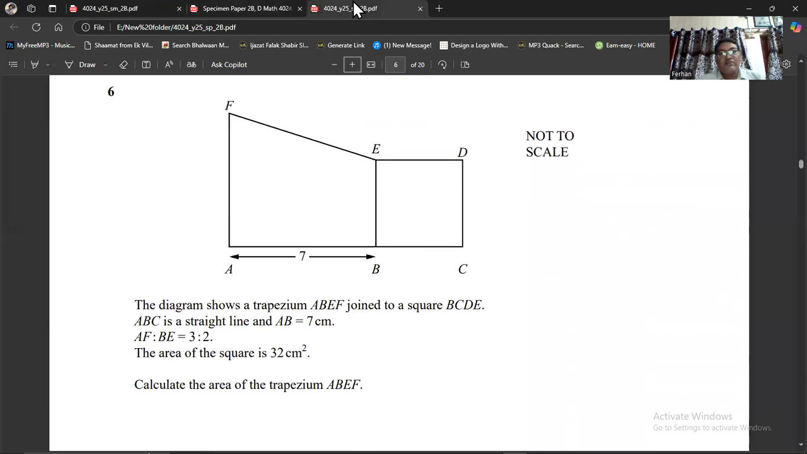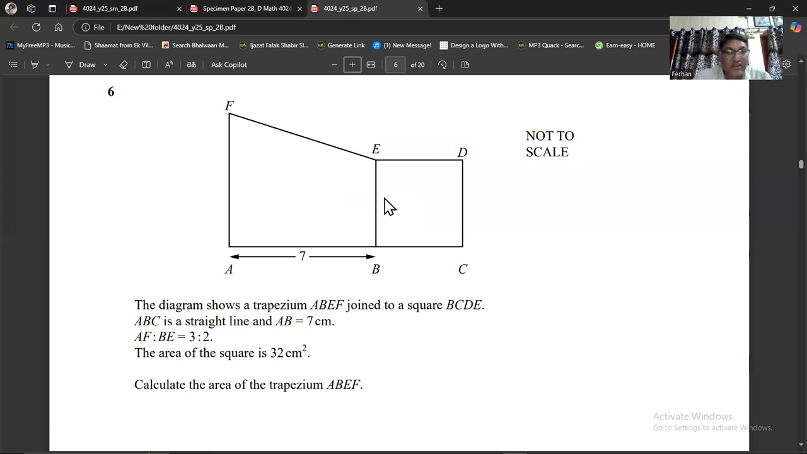Now we are on question number 6. It says the diagram shows a trapezium ABEF joined to a square BCDE. ABC is a straight line and the AB side is 7 centimeters. The ratio AF to BE is 3 to 2. The area of the square is 32 centimeters squared. Calculate the area of the trapezium.